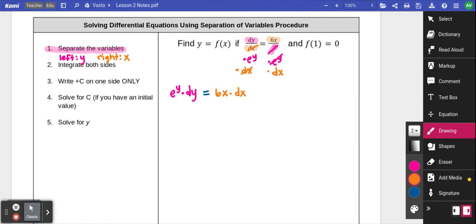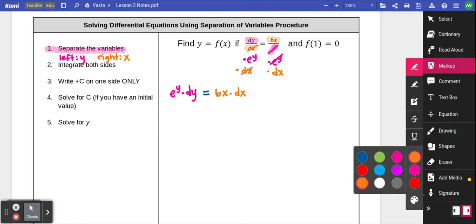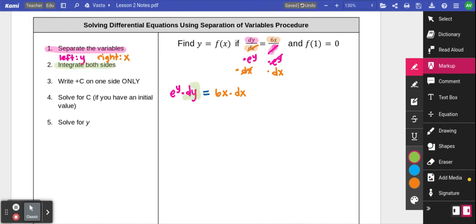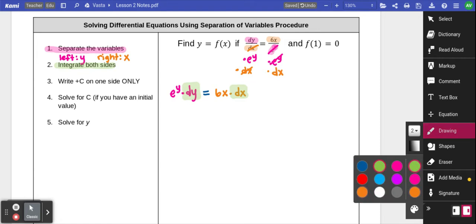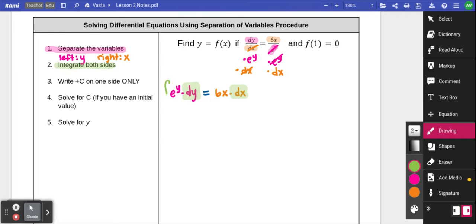Now, step number 2 is to integrate both sides. You might be wondering, why are we integrating on both sides here? Well, what we've learned is that integrals are the opposites of derivatives. They're inverse operations. So by integrating on both sides, what we're really doing is undoing this dy and undoing this dx, which means the derivative of x. So if we know that this is the derivative of y and the derivative of x, step number 2 is integrate in order to do the antiderivative, or in other words, undo the derivative.